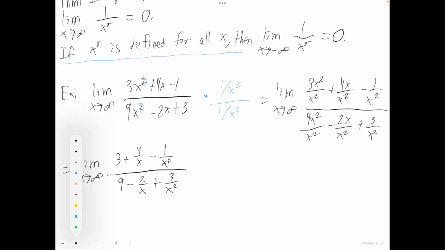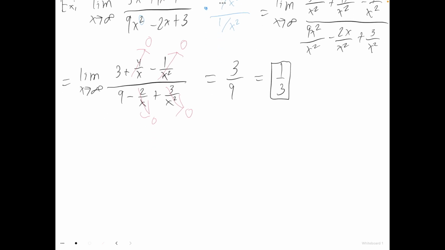Now remember, with limit properties, we can break up limits over addition and multiplication, division, things like that. As long as the bottom's not going to 0, we can split this up, and the bottom's not going to go to 0. So 4 over x is going to go to 0, and 1 over x squared is going to go to 0, because remember, we're dividing by a really large number, so they get really small. 2 over x goes to 0, and 3 over x squared goes to 0. And so we can simplify this whole limit just using our limit properties to be 3 over 9. And so we get a limit of 1/3.